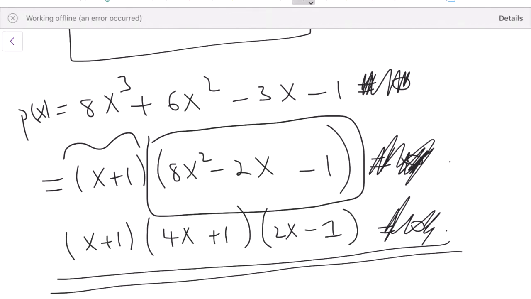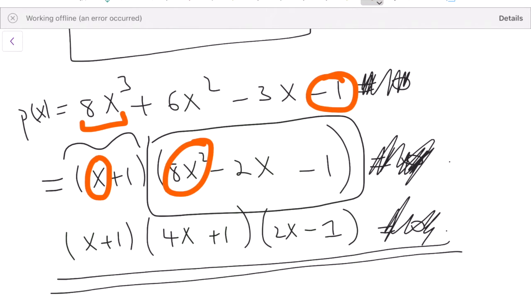And essentially, how do you find this? Well, you know that you have to have 8x cubed, and so you know that a term multiplied by x has to be 8x squared. Then following on from this, the next term I like to find is the constant term. I know it's minus 1 here, and x plus 1 is a factor, so this is 1. So here I need to have minus 1.